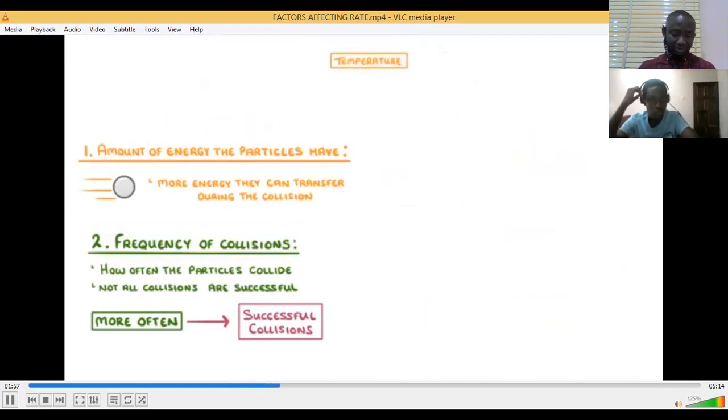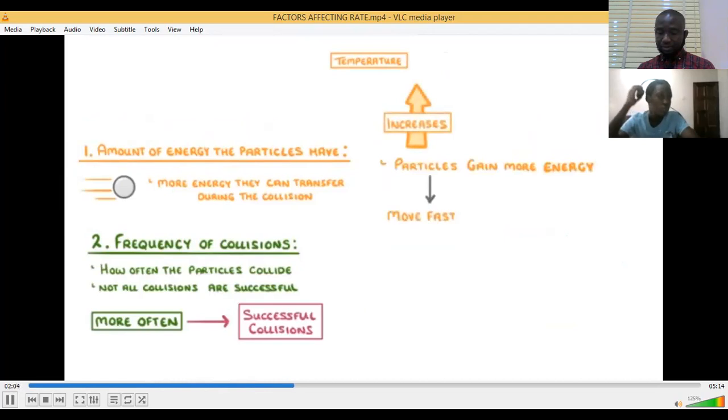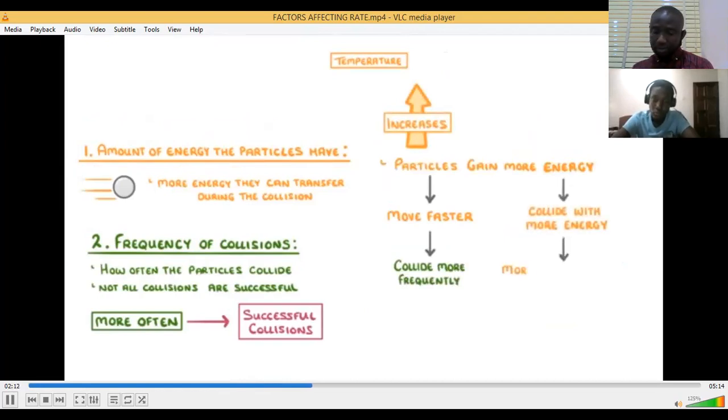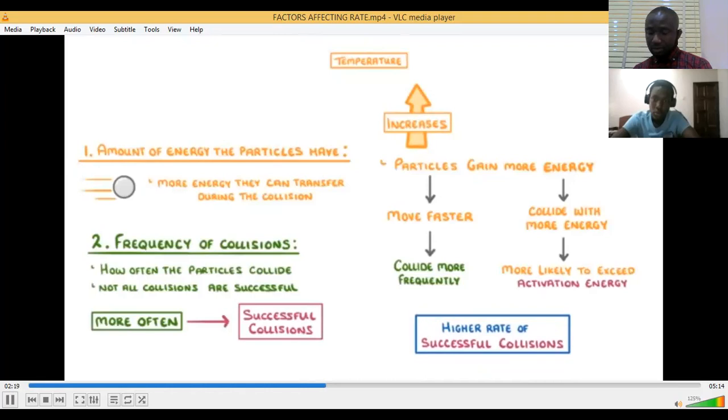Let's start with temperature. As the temperature of a reaction increases, the particles gain more energy, which means that they move faster. And because they're moving faster, they collide more frequently. They'll also collide with more energy each time, so are more likely to exceed the activation energy. So overall, there will be a higher rate of successful collisions, and thus a higher rate of reaction.